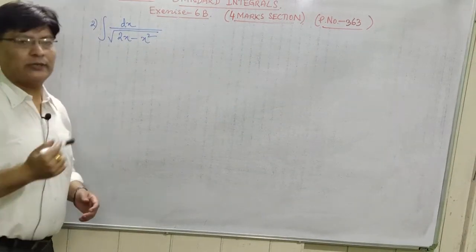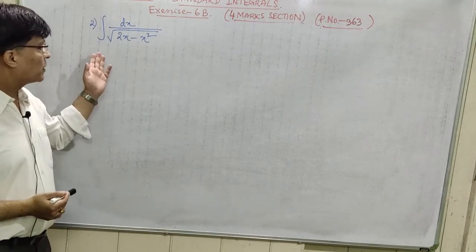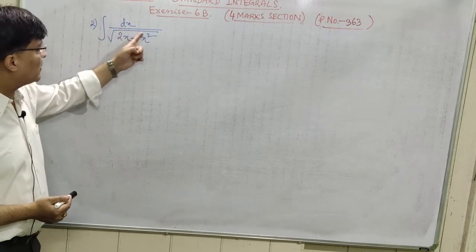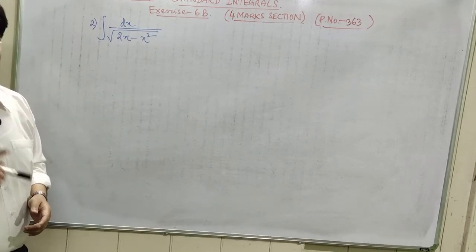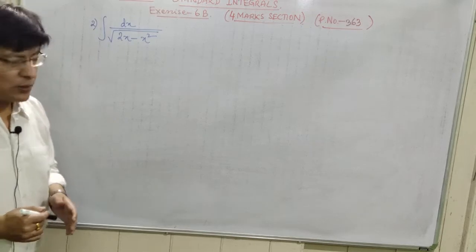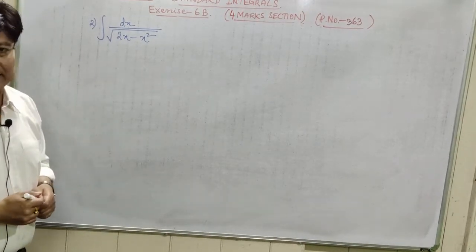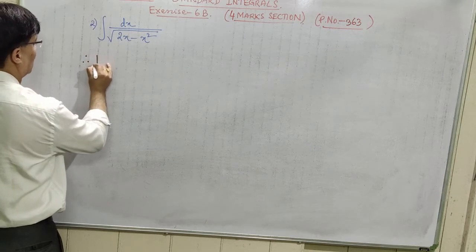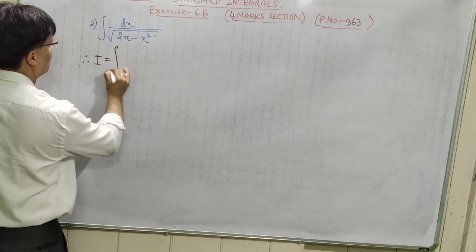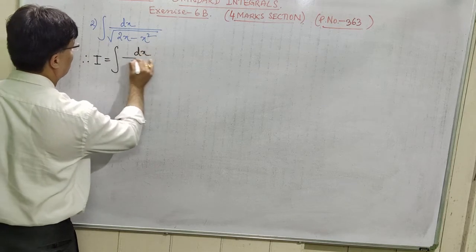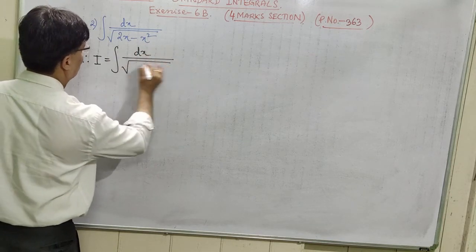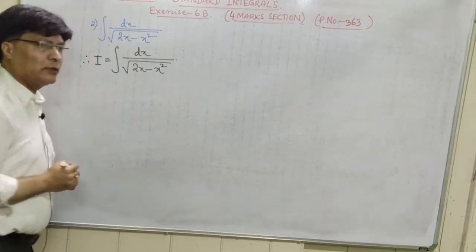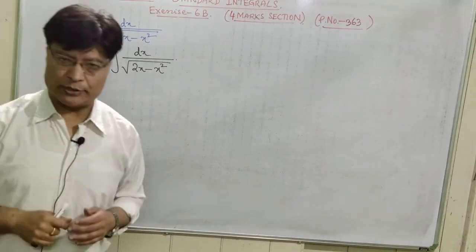So now we'll do the next question, that is question number 2. You have to evaluate this integration, that is integral of dx divided by square root of 2x minus x square. So how will you evaluate this integration? Therefore I is equal to integration of dx divided by root over 2x minus x square. So how can you evaluate this integration?